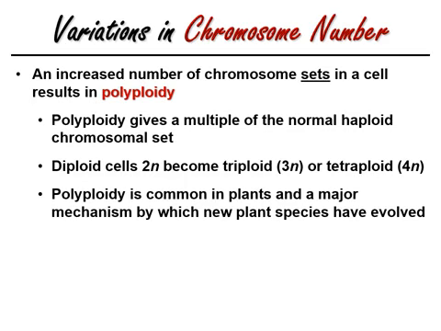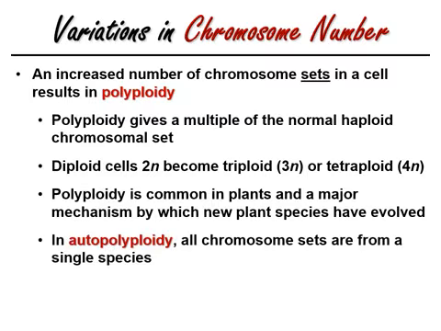You could do all sorts of interesting cloning. You could do all sorts of interesting crosses with plants. And so polyploidy is common in plants. It's a major mechanism by which new plant species have evolved. Now in humans, in animals, it's usually fatal. It's horrible, right? But in plants, it's an opportunity to evolve.